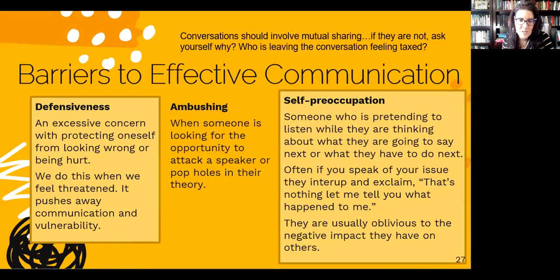Okay, barriers to effective communication. Defensiveness: an excessive concern with protecting ourselves from looking wrong or being hurt. So we do this when we feel threatened for whatever reason. And when we are defensive, we push away the conversation, communication, and vulnerability.